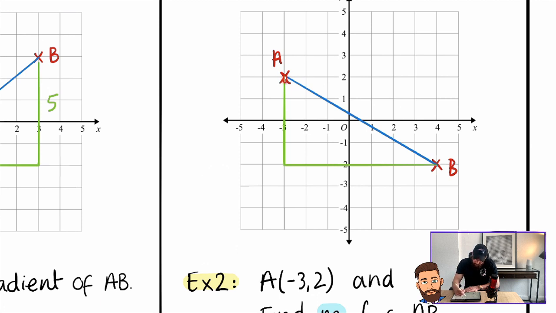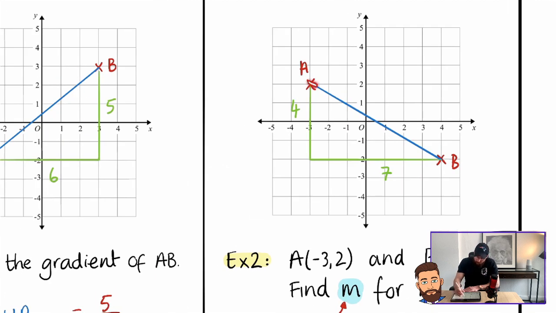So this is going 1, 2, 3, 4 up, and 1, 2, 3, 4, 5, 6, 7 across. So 4 and 7. Now, we spoke about making sure you decide whether this is a positive or a negative gradient. Hopefully you're looking at this and saying, well, this is a negative gradient. This gradient is negative because it is going down. If I look at it from the left and go to the right, it is going in a downward direction.